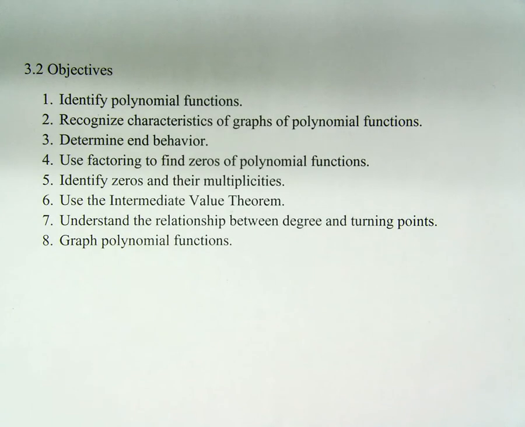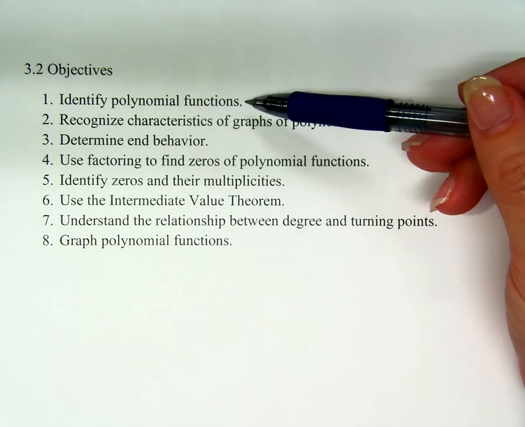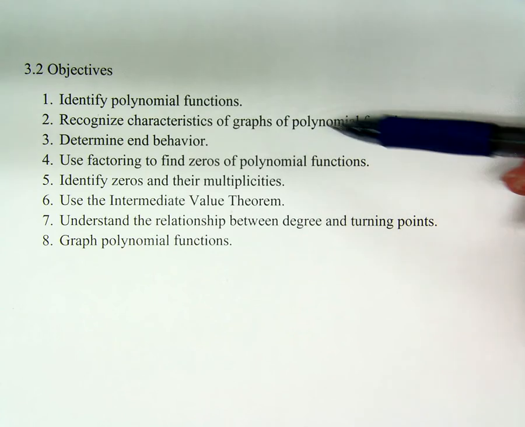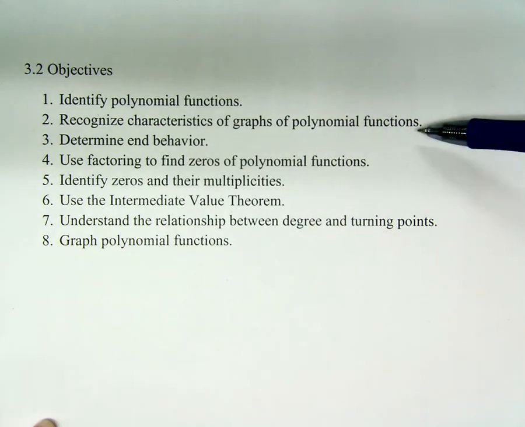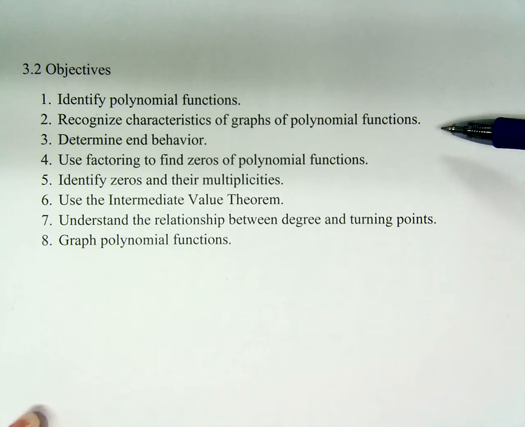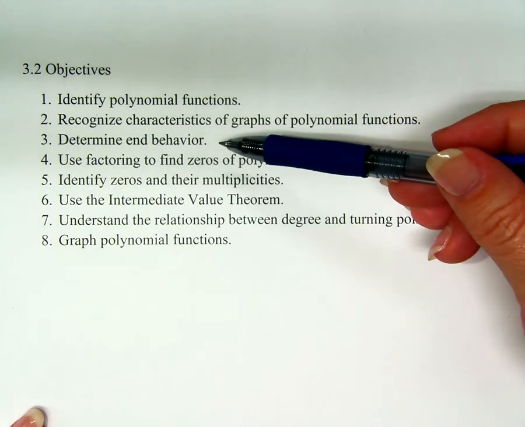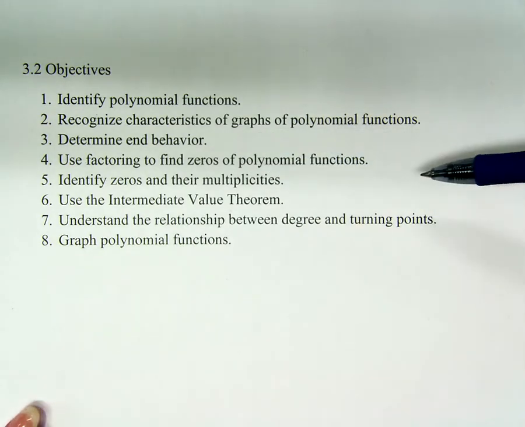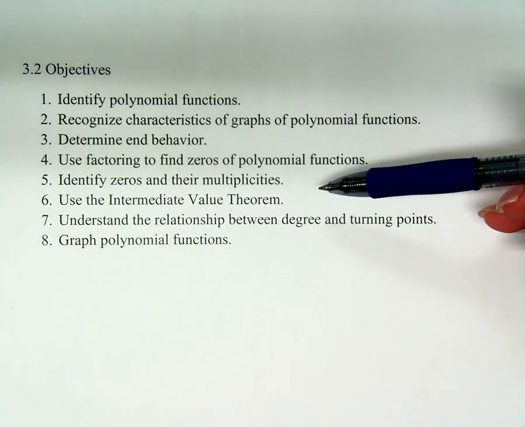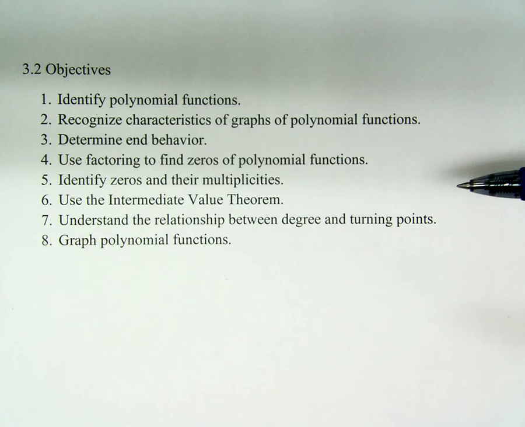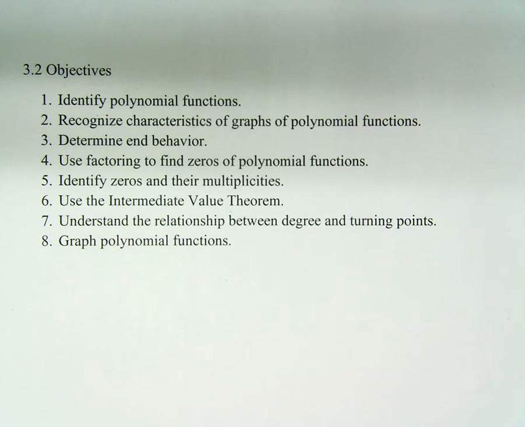Relatively simpler objectives. Okay, so let's go ahead and get through some of these. Identifying if something's a polynomial or not. Okay, recognizing characteristics of graphs of polynomial functions, determining end behavior, using factoring to find zeros of polynomial functions, identifying zeros and their multiplicities, using the intermediate value theorem, understanding the relationship between degree and turning points, and graphing polynomial functions. Okay? You ready to get started?